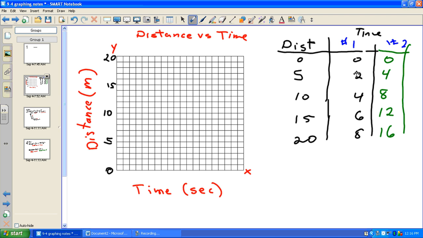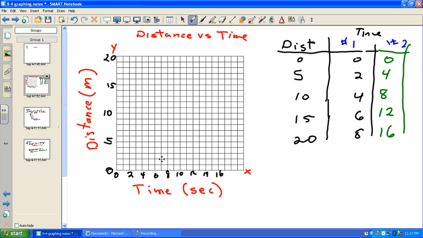Now for time, my time goes 2, 4, 6, 8, or it goes 4, 8, 12, 16. So I need 16 going across. But since I don't need any odds, why clutter things up by putting every number in there? Why don't I just go, okay, 0, 1, 2, 3, 4, 5, 6, 7, 8, 9, 10, 11, 12, 13, 14, 15, 16. All right.